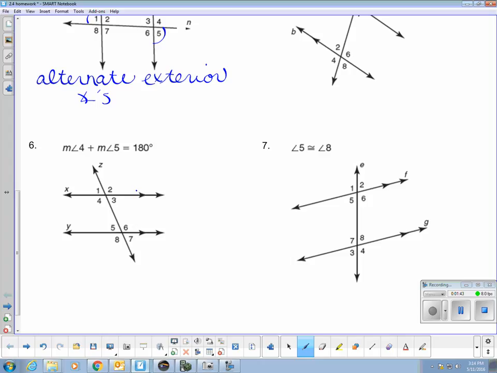Since line X is parallel to line Y, the measure of angle 4 plus the measure of angle 5 is equal to 180 degrees, and we refer to those as same side interior angles.